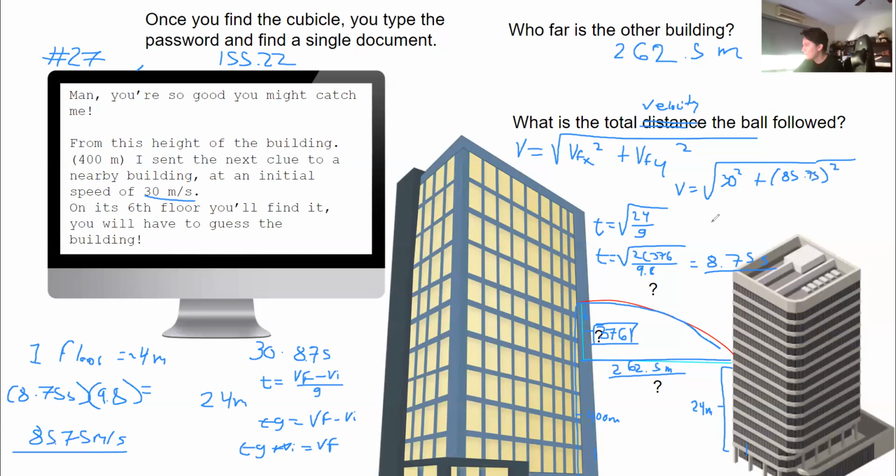Now we input this in the formula: the final velocity is the square root of 30 squared plus 85.75 squared. Taking the square root of that, we get that the final velocity was 90.84 meters per second.